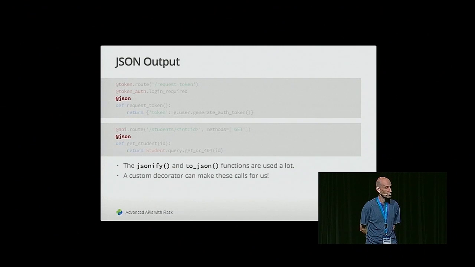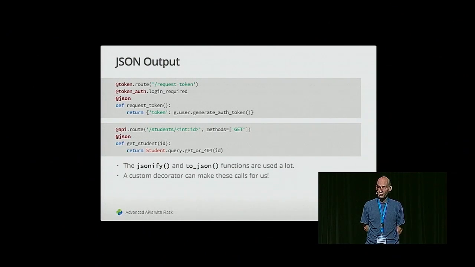I just decorate my routes with JSON, and then I can return a dictionary. That's the top case. This is an example I didn't show before. It returns the authentication token. So I just return the dictionary. Don't worry about JSON. And then the second example I've shown before, I don't even convert it to JSON. I just return an object, a model.